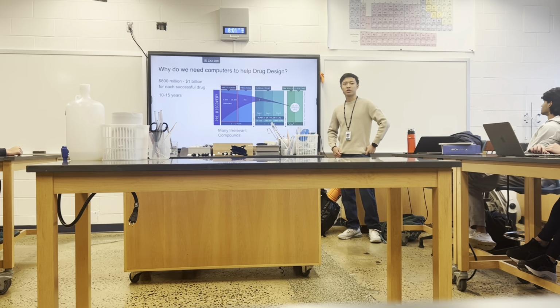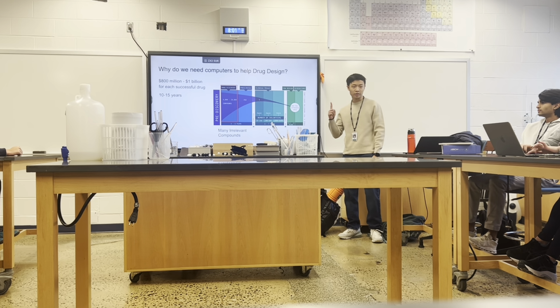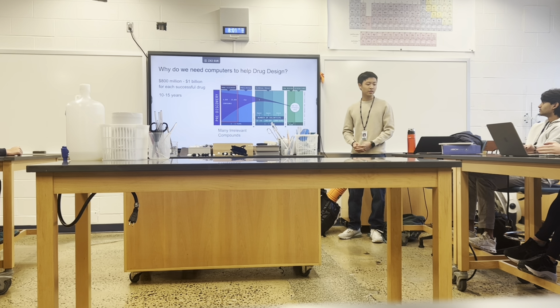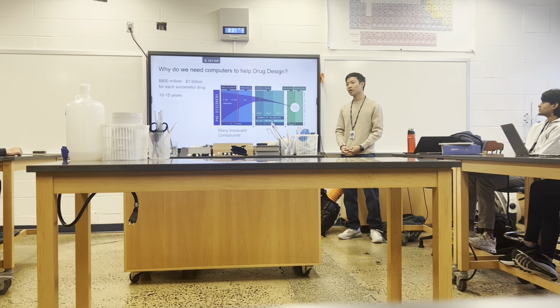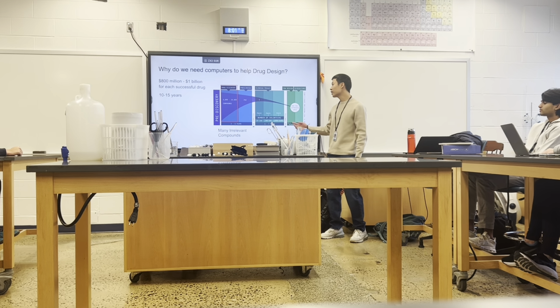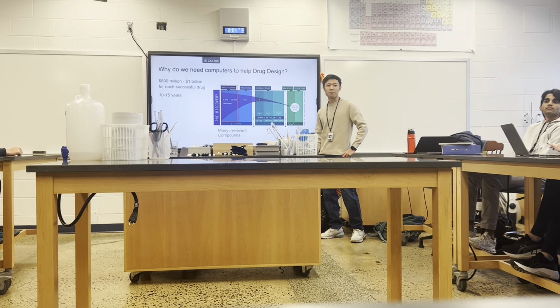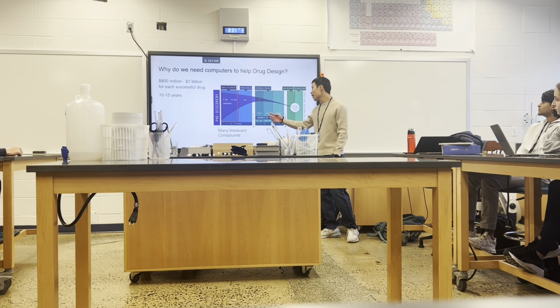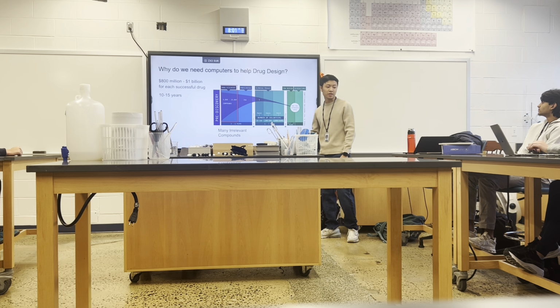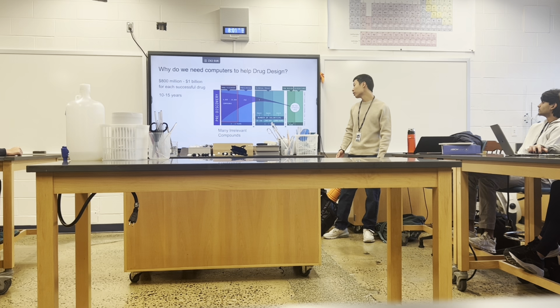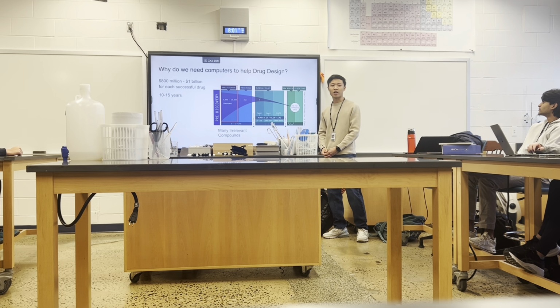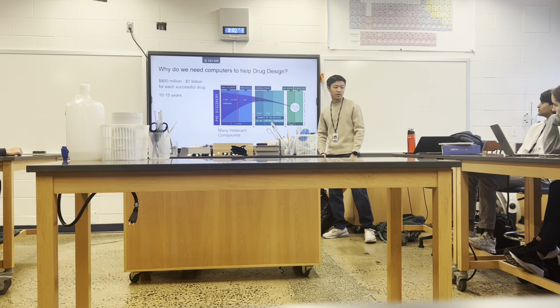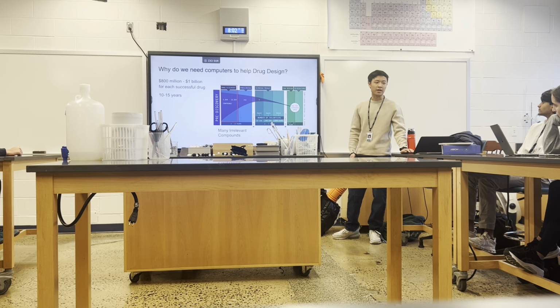So why do we need computers to help drug design? For every drug that hits the market, around 5,000 to 10,000 compounds are considered over a process that takes 10 to 15 years and almost $1 billion. It's extremely costly, it takes a lot of time, and many of the 5,000 to 10,000 compounds are irrelevant and wouldn't be good candidates for a drug. So computer-aided drug design can help filter out good candidates or select high-quality ligands so pharmacologists don't have to test as many in the laboratory.